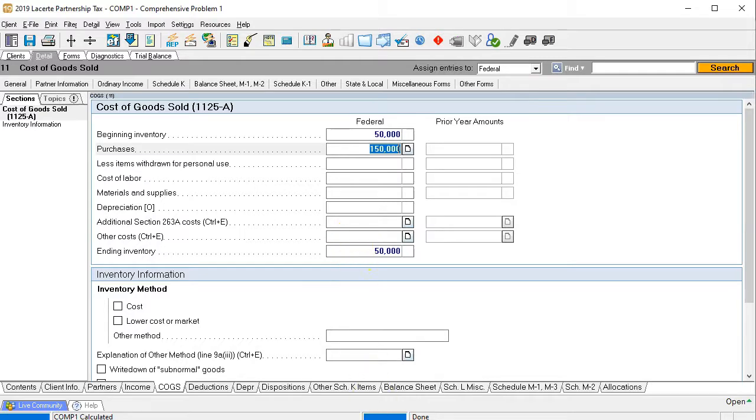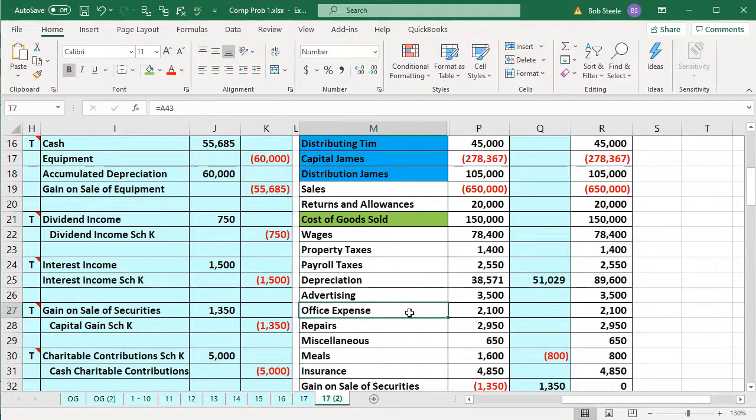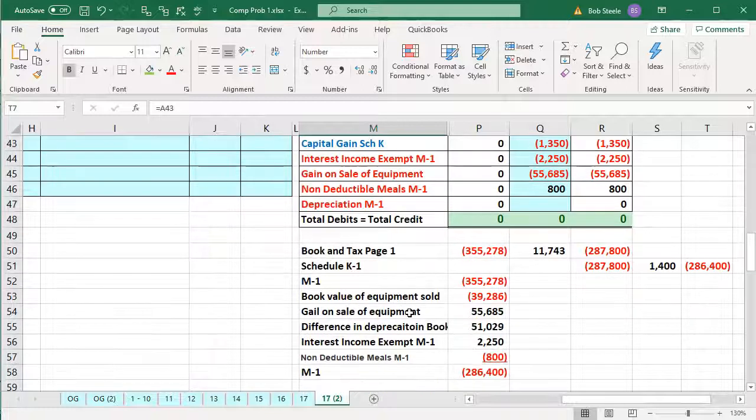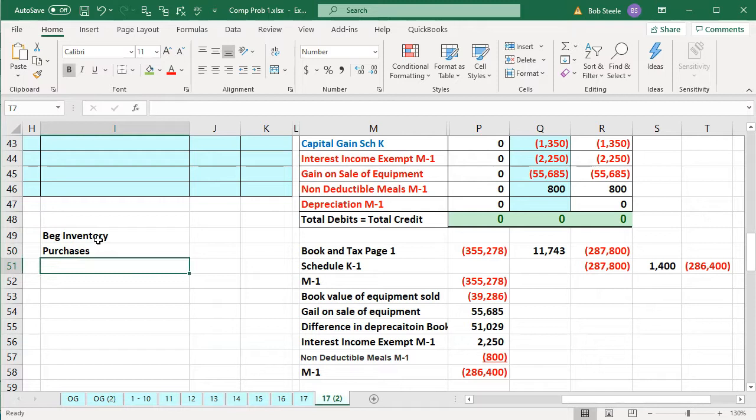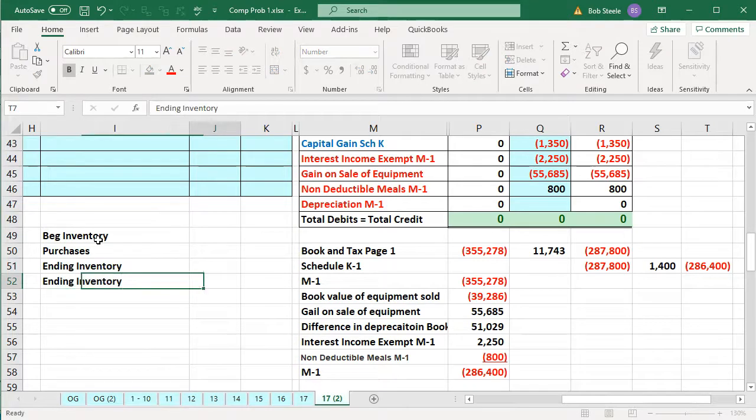So if we think about the cost of goods sold, if I go back to our forms up top, we're going to think about just the normal cost of goods sold equation. It would be beginning inventory, and then we'd have purchases, and then we'd have less the ending inventory. And we might have a subtotal here, which would be goods available for sale, right? And then that's going to be ending inventory.